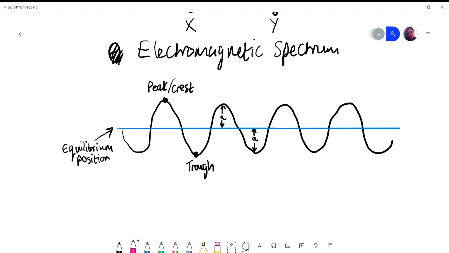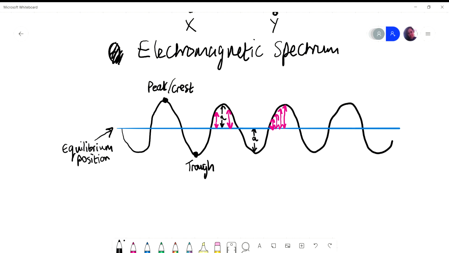And amplitude is a special type of displacement. So your displacement is anywhere between the equilibrium position and the wave. So that's, I'm going to make it a bit less thick. So all of these in pink are displacements. It just happens to be that the amplitude is the maximum displacement.